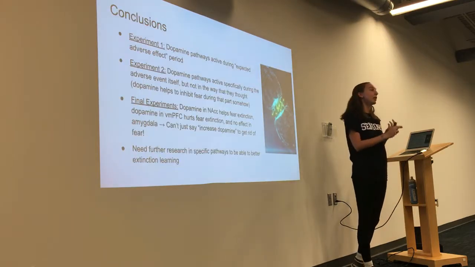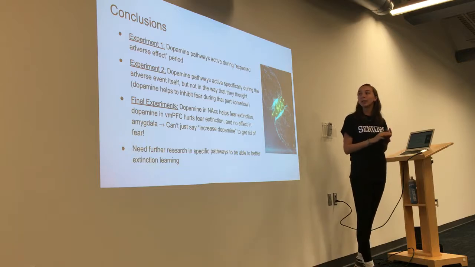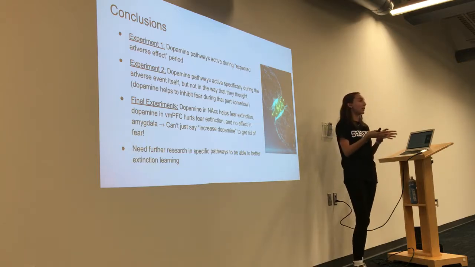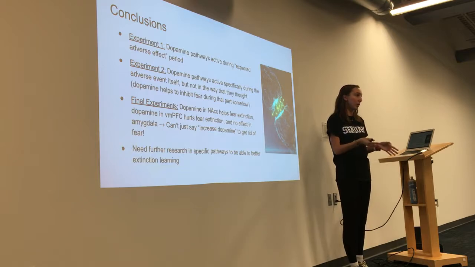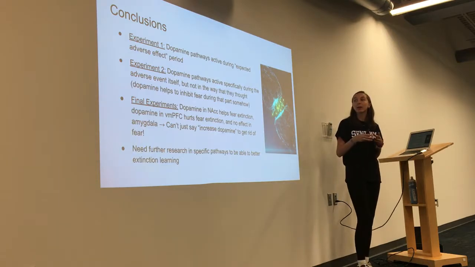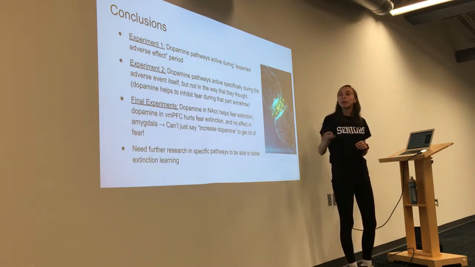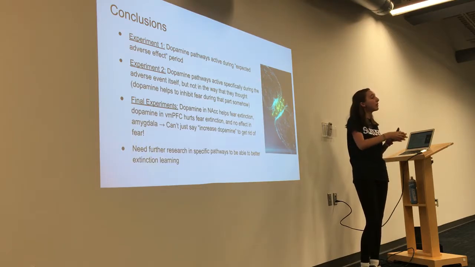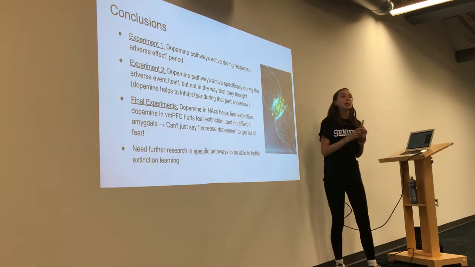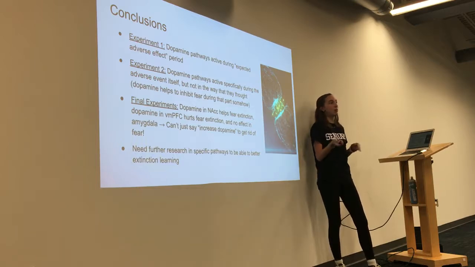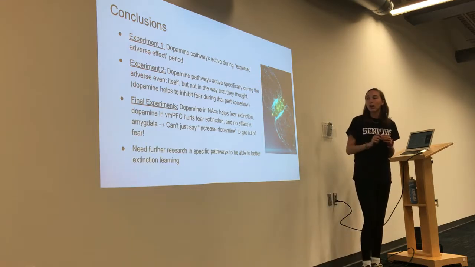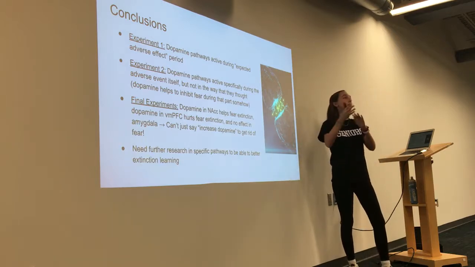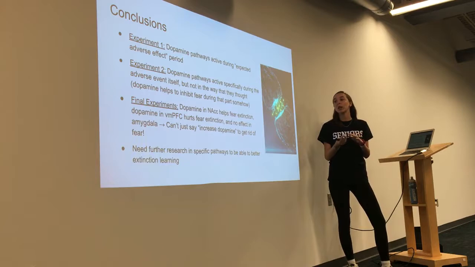So just to recap, in the first experiment, they found that dopamine pathways are active during the expected adverse effect periods, when they think the shock is going to occur. That's the extinction learning part. In the second experiment, they showed that dopamine pathways are active specifically during the adverse effect itself, when the fear is first getting created. But it's not in the way that they predicted, so they need to do follow-up studies on that. And then the final experiments, again, those are the 3 different areas, all have different responses to inhibiting dopamine.